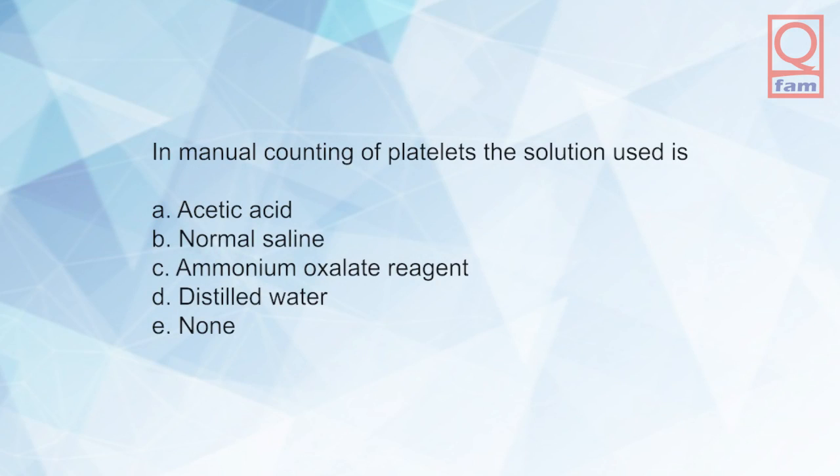In manual counting of platelets, the solution used is: A. Acetic acid. B. Normal saline. C. Ammonium oxalate reagent. D. Distilled water. E. None. The answer is C. Ammonium oxalate reagent.